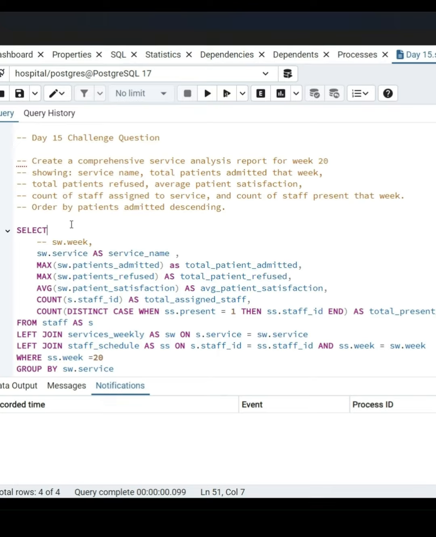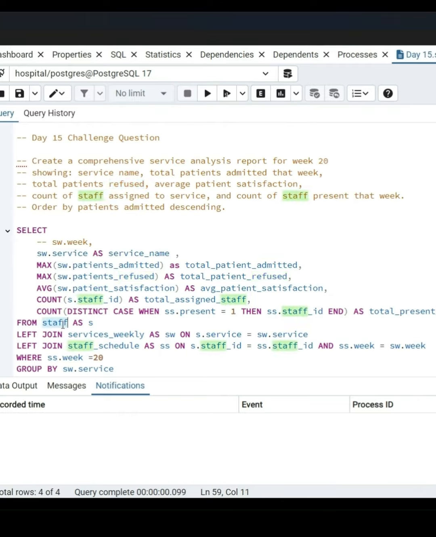In order to write a query to create a comprehensive service analysis report for week 20, basically join three tables, namely the staff table, which contains the information about the staff, the staff name, staff ID, the service they work in, and the service table, which contains the information that we require in the output, like service name, total patients admitted for that particular week, the patients refused, and the patient satisfaction. All this information is present in the service weekly table.